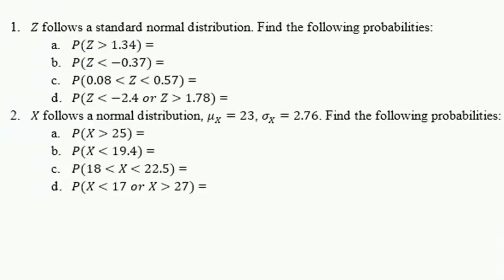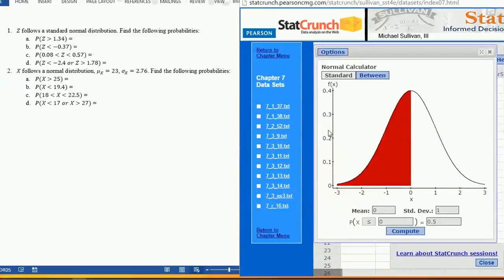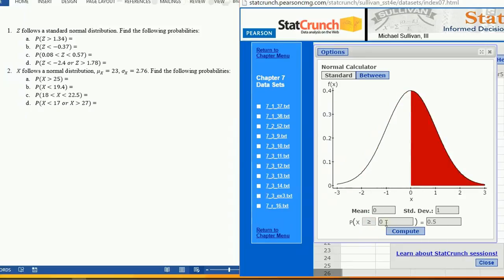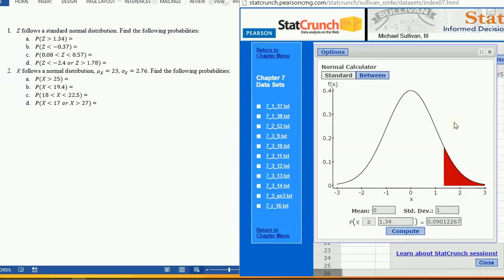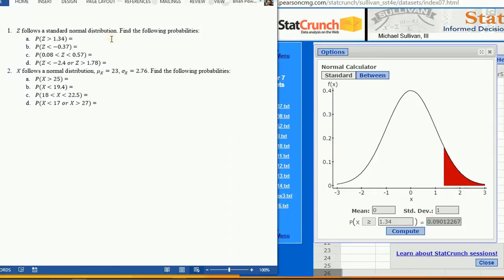Don't worry that we have X instead of Z in the probability calculator. This is generic, but we're looking for the probability of being greater than, so click greater than, and then type 1.34, click compute, and this gives you a nice shading of the probability as well as an exact calculation of what it is. So you can copy that. Let's just put it in.